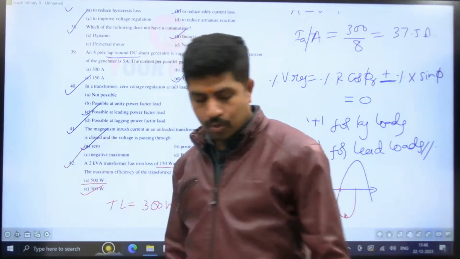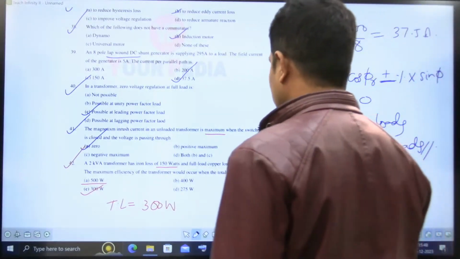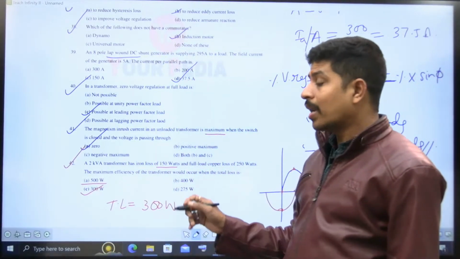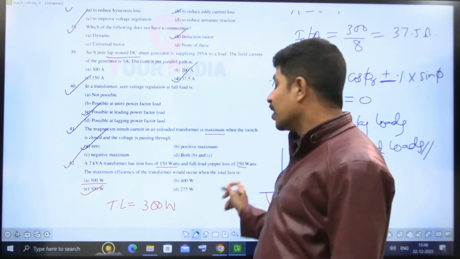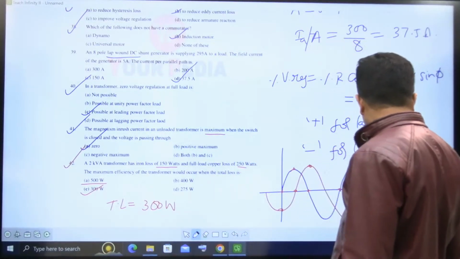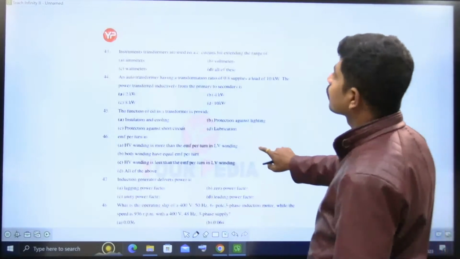Question number 42. We have to take copper loss is equal to iron loss, not iron loss is equal to copper loss. Otherwise, if you take iron loss equal to copper loss, with copper loss 250, then total loss is 250 plus 250, 500, which is not correct. Let's go to the next question.